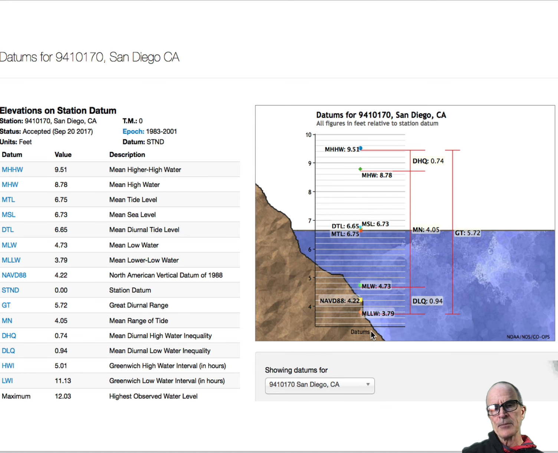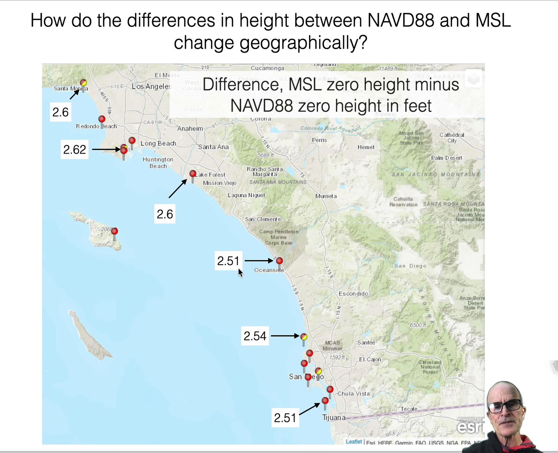So the station datum is down here, there's a zero down here, but my heights here in the NAVD 88 are going to be 2 feet lower than the mean sea level height. Right? This is 6.7, this is 4.2. So I have to be careful when I'm doing any design to take in this difference in height. Okay? And you can see, well, what's the offset? It varies across the coast from 2.51 to 2.6 to 2.62. So these differences in heights across the coast vary but slowly. So I can just get the nearest tide gauge when I'm doing any measurements near the coast.